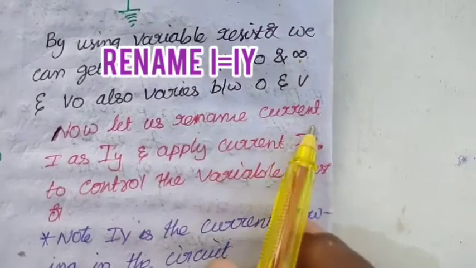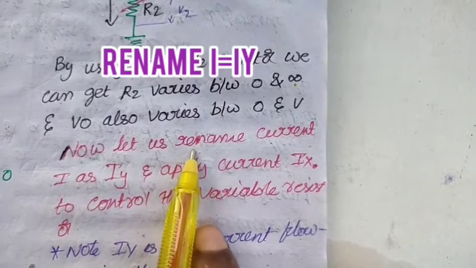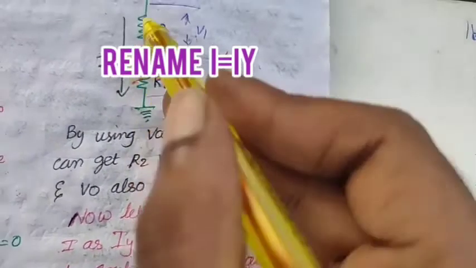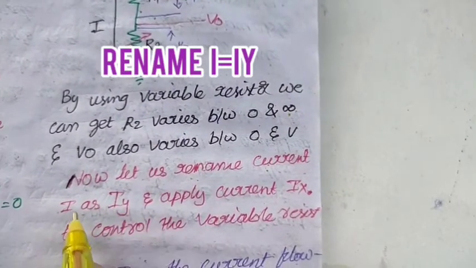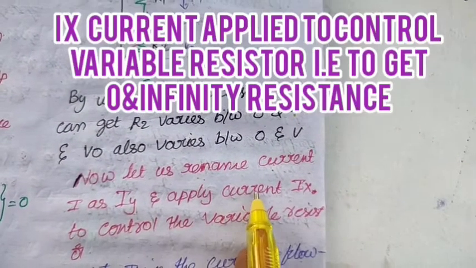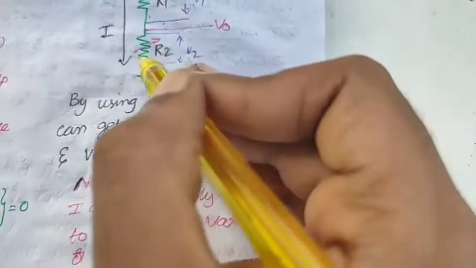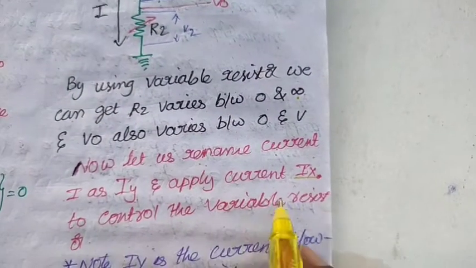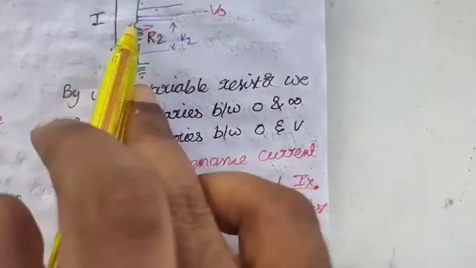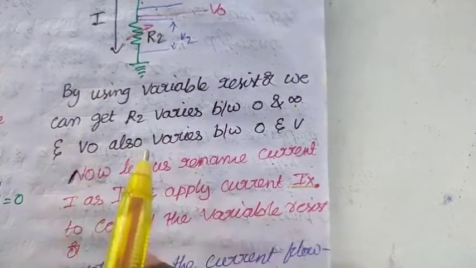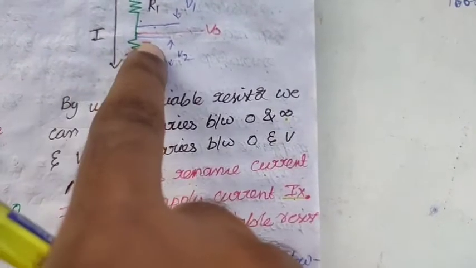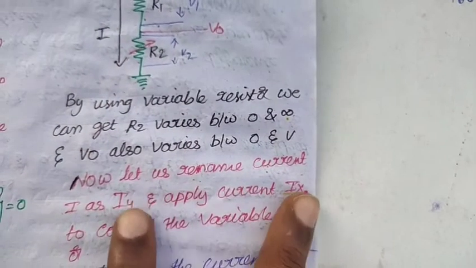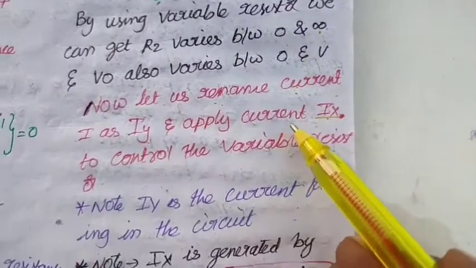Now let us remove the circuit. Let us rename the current. The current flowing in the circuit is I. Why do I have to rename? Here I is renamed as IY, and we apply some current to this variable resistor to control it. To avoid confusion between the current flowing in the circuit and the current applied to the variable resistor, we are placing different names, that is IY and IX.